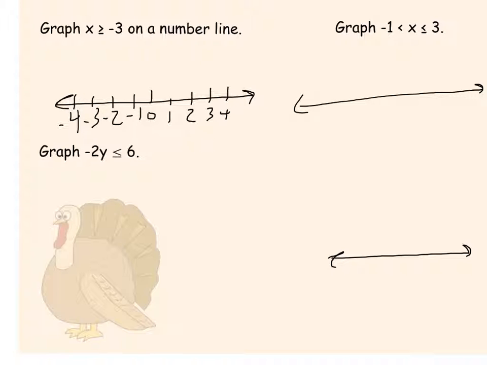Okay. This inequality is greater than or equal to negative 3. So that means at negative 3, I am going to mark that with a closed circle because I'm saying, as far as my solutions go, that point, negative 3, is a solution. Okay, now it's a greater than sign, so I'm looking at everything else being shaded that's to the right. Okay?